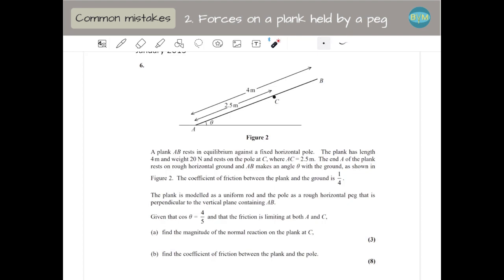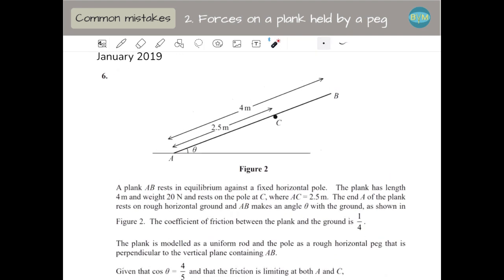The plank is modeled as a uniform rod, and the pole as a rough horizontal peg. We have friction here as well. The peg is perpendicular to the vertical plane containing AP. So we have friction here and here. Given that cos of theta is given and the friction is limiting in both A and C, find the magnitude of the normal reaction on the plank at C.